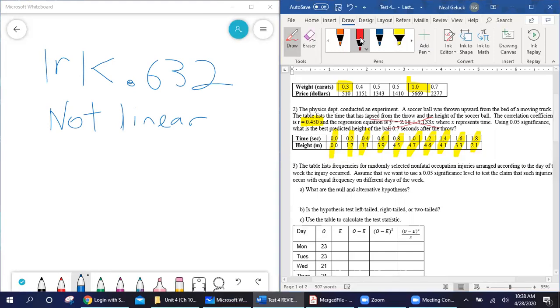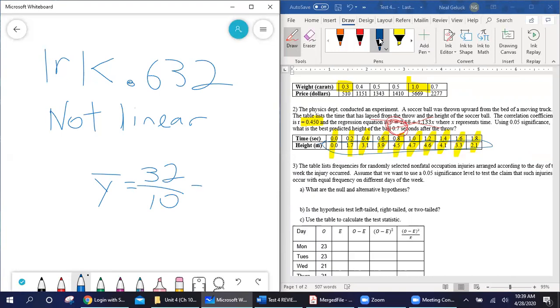The only thing I can do is average the y values. So average the heights. So I don't even use this 0.7 that they gave me. I don't put that in anywhere. I just take the average of the y values. I would just add those up and divide by 10. So the mean of the y's, you add them up, you get 32 divided by 10, 3.2. That's the best we can do. So we don't use the equation of the line because it's not linear.